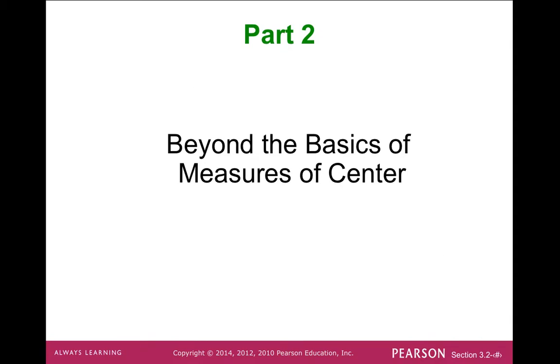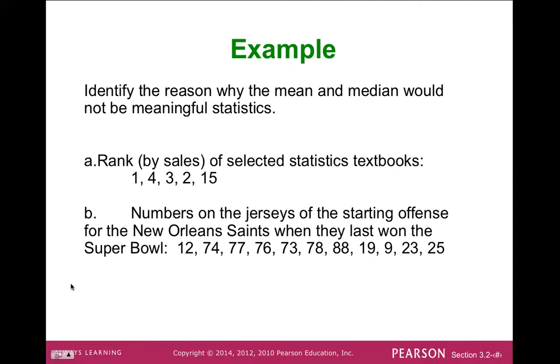So in this case here, we have an odd number of values. So if we put these in ascending order, we'd find that 3 would be our center value. But it's really not that meaningful given that we're looking at rank of sales by selected statistics textbooks.